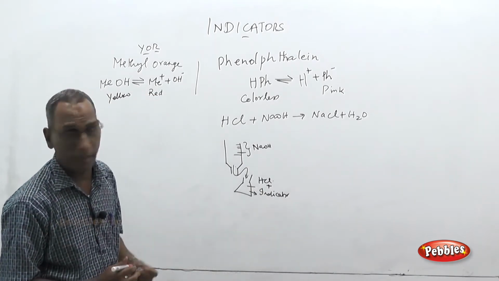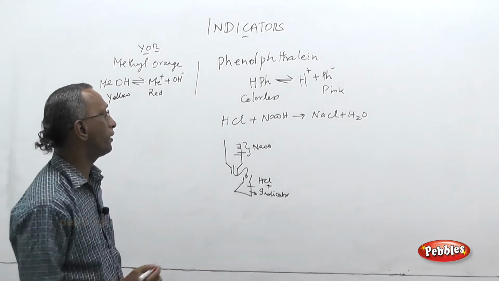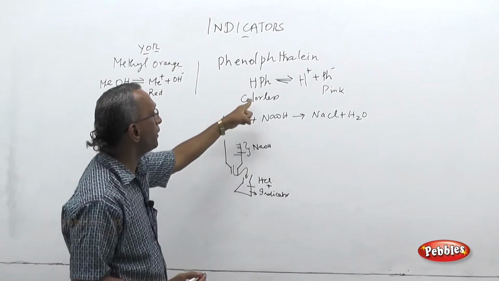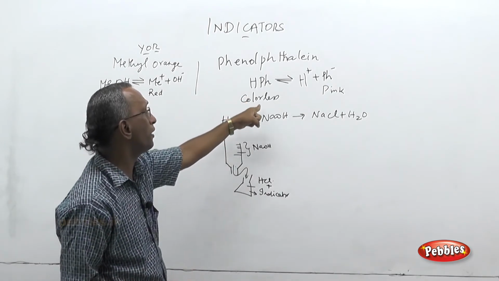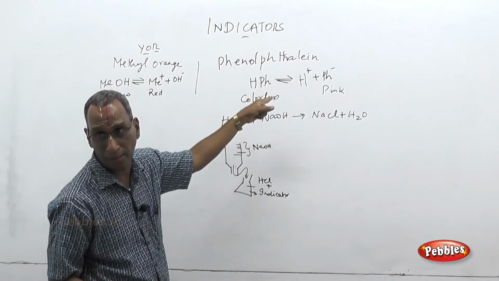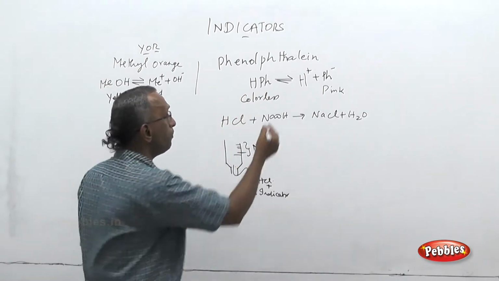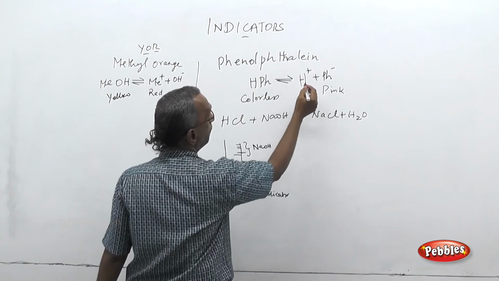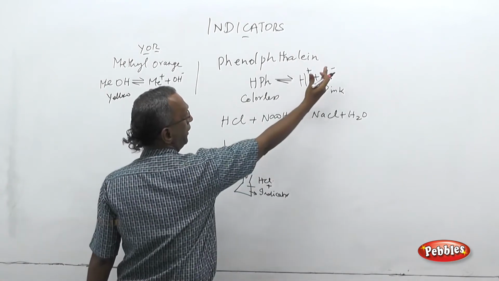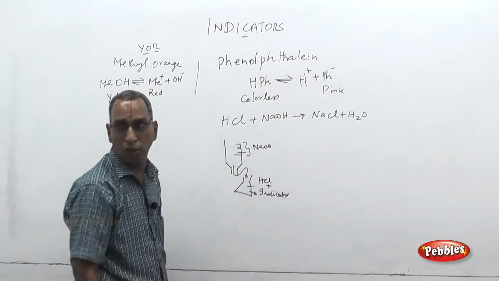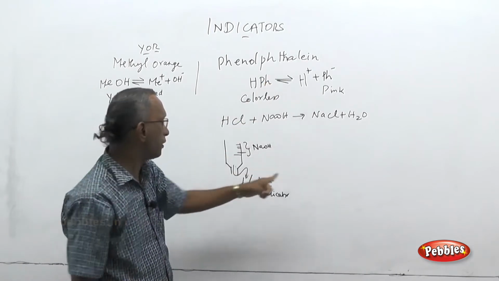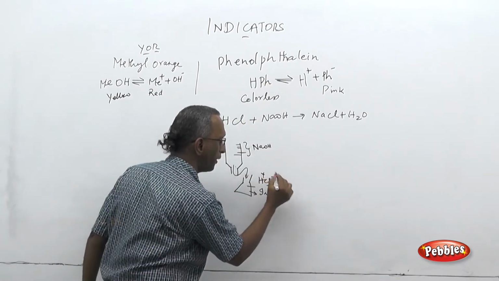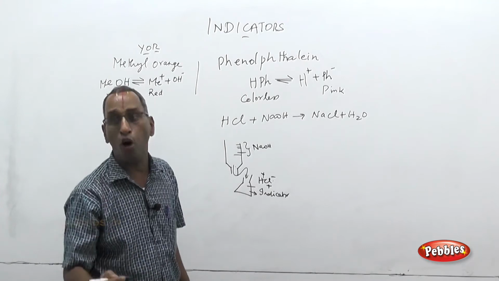If we add the indicator phenolphthalein to HCl, phenolphthalein is colorless in acid because it is a weak acid. Phenolphthalein is a weak acid in undissociated form. An acid is a proton donor. Due to the common ion effect, equilibrium is shifted towards the left, because HCl provides H plus and Cl minus. HCl is a strong electrolyte.